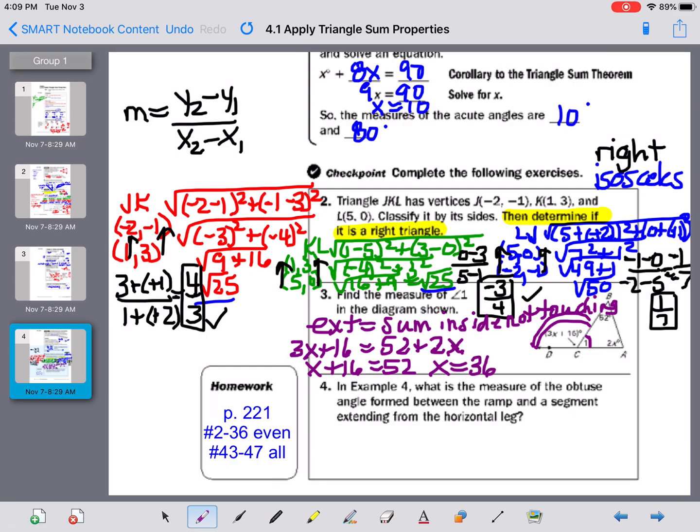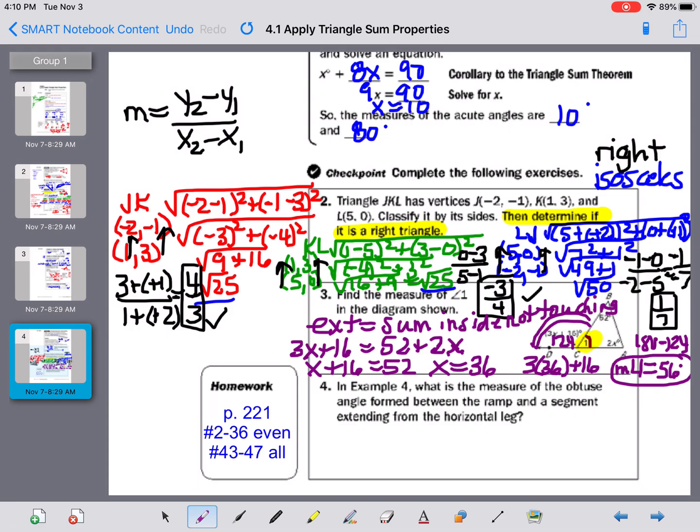But don't forget that's not what it asked me for. It asked me for this angle 1 over here. Well, I know that x is 36, so I could plug it back in here. 3 times 36 plus 16. Well, 3 times 36 is 108, plus 16 is 124. So this angle here is 124. To get angle 1, I can subtract that from 180, so 180 minus that 124. What's that leave me with? 56 degrees.